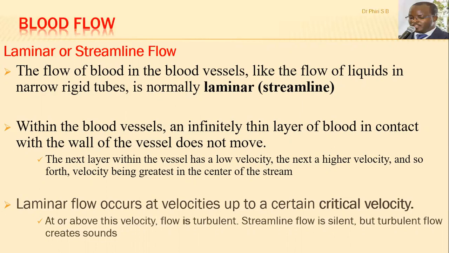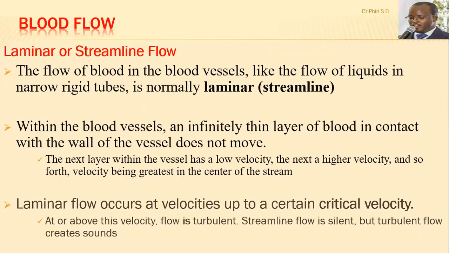But you find that the next layer within the vessel has a low velocity, the next one will have a higher velocity, and the fourth one will have an even greater velocity. So you find that the velocity of this blood column is greatest at the center of the stream. This is called laminar flow of blood.